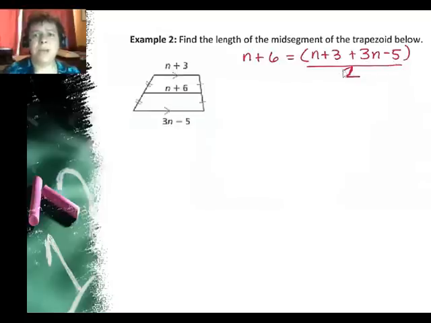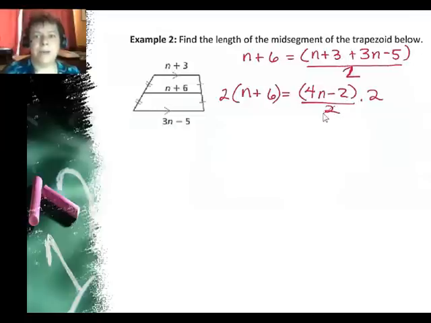Now, if I want to solve that, I can combine my like terms. So I say n plus 6 equals 4n minus 2, divided by 2. The 4n came from n plus 3n. The minus 2 comes from 3 and negative 5. But I don't like having that divide by 2, so I multiply both sides by 2 so that can simplify. So now I have 2 times n plus 6 equals 4n minus 2.